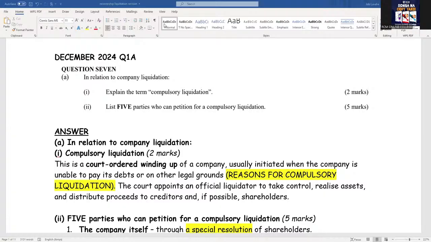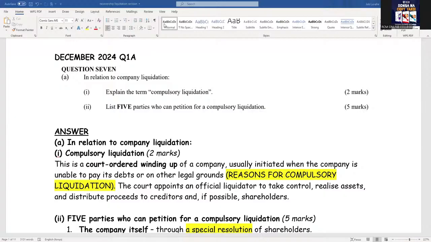If the number of members has actually fallen below 2 and the company has continuously operated for a period of more than 6 months, in this case membership has fallen below the statutory minimum requirement of 2. If the company has passed a special resolution deciding it is going to be liquidated by the court, or under just and equitable grounds.